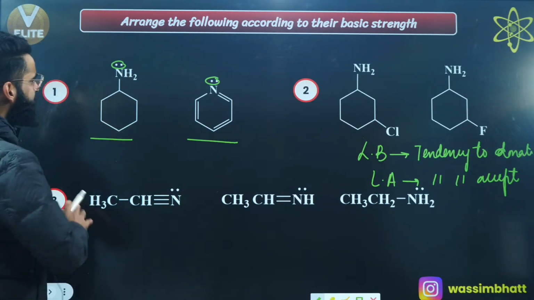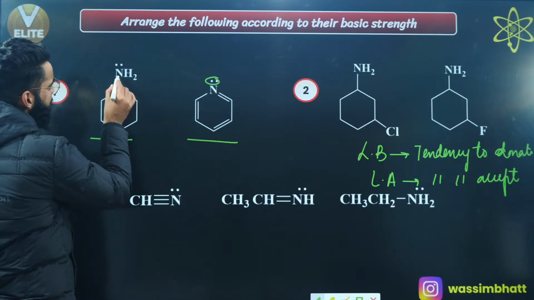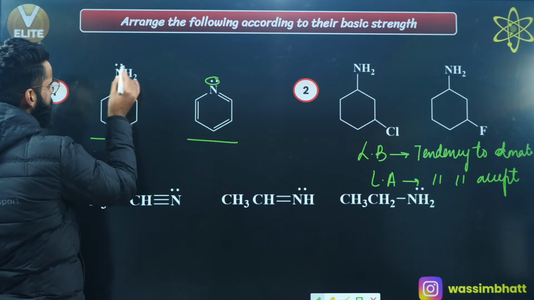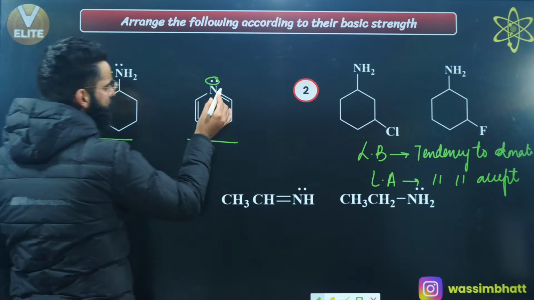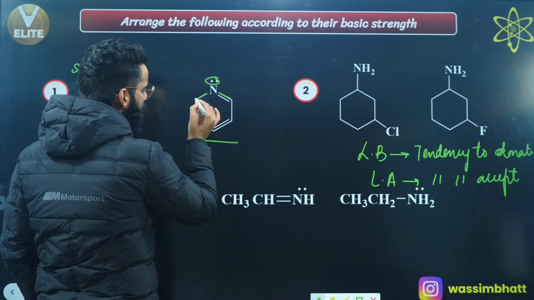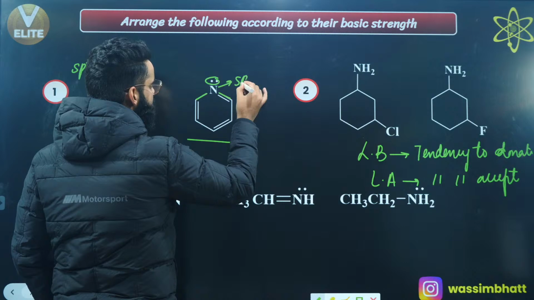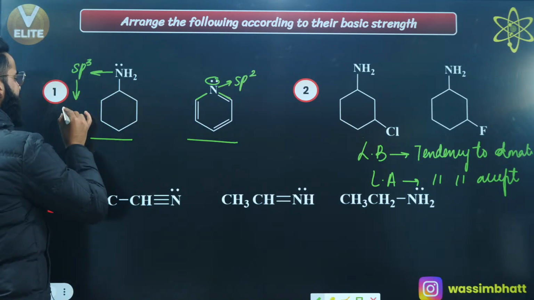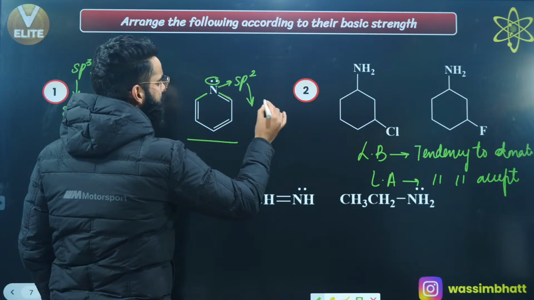See guys, if you look at the first one, over here nitrogen is forming 3 sigma bonds: 2 with hydrogen, 1 with carbon. 3 sigma bonds, 1 lone pair, right? Steric number is 4, so this is sp3 hybridized nitrogen. This one: 2 sigma bonds, 1 lone pair, 2 plus 1, 3. Steric number 3 means sp2 hybridized, right? So over here, the percentage of s character is going to be 25%. Over here, the percentage of s character is going to be 33%.